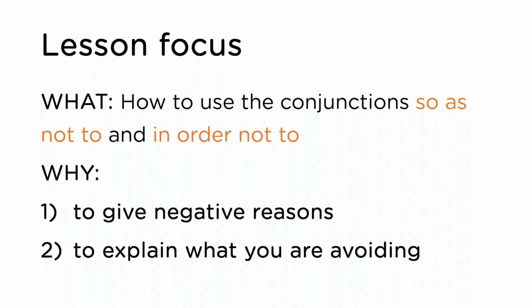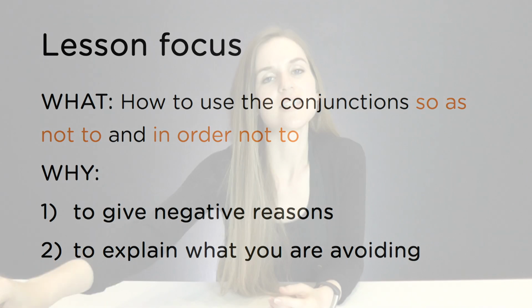And the reason why we use them is to give negative reasons or to explain what you are avoiding. And again, these conjunctions are a bit formal. We can use them in speaking, but more often you find them in writing. But let's look at some examples to really understand how to use these conjunctions.